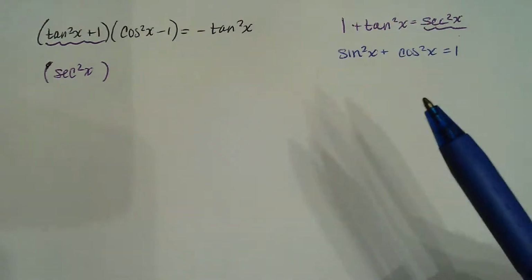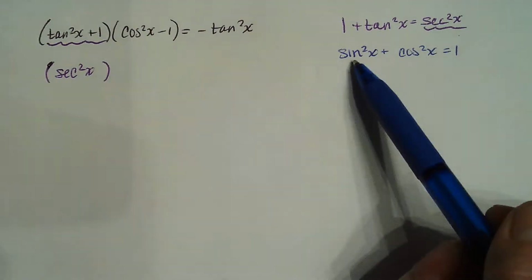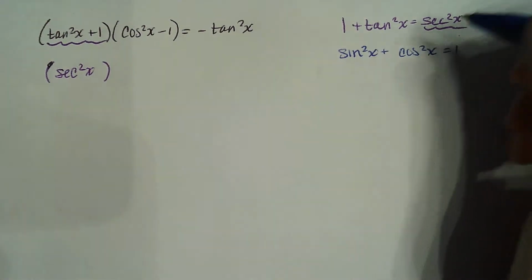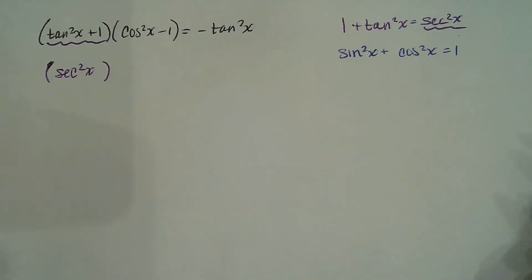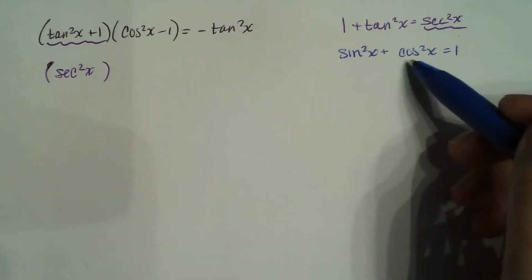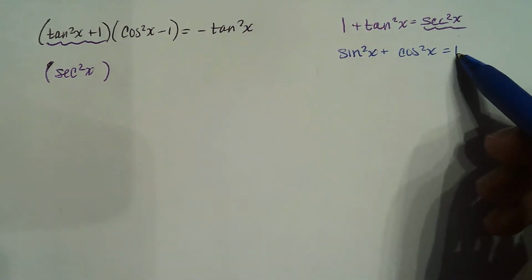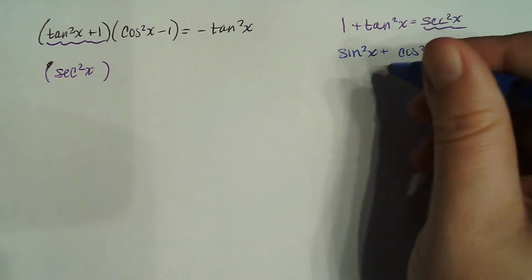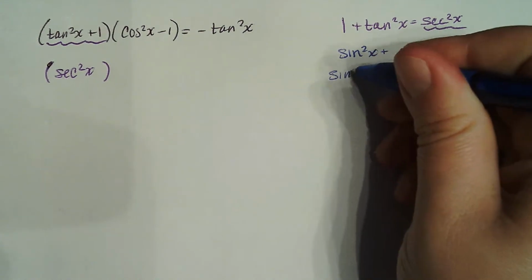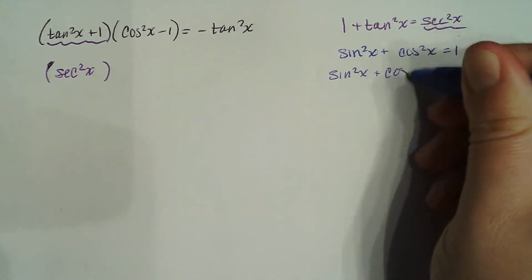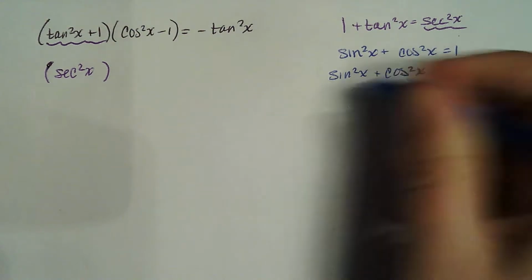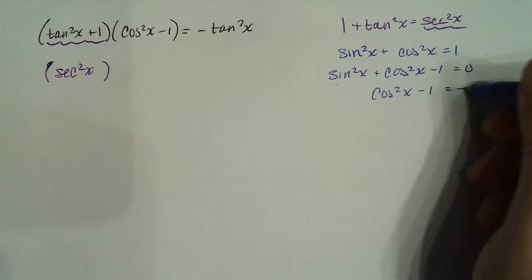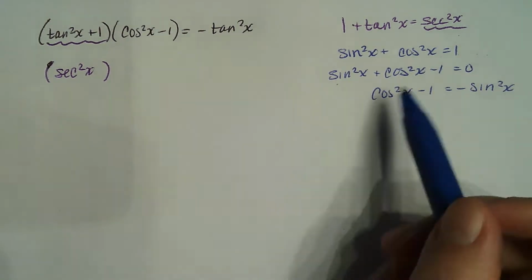Alright, so let's see here. I'm going to plug it in the way it is. Now I'm going to move it around. Okay, let's see. I'm going to get cosine squared x minus 1. So I'm going to bring the 1 over to make it a minus 1, and then I'm going to bring the sine over there to make that negative. So sine squared x plus cosine squared x minus 1 equals 0. Now I'm going to move the sine. So cosine squared x minus 1 equals negative sine squared x.